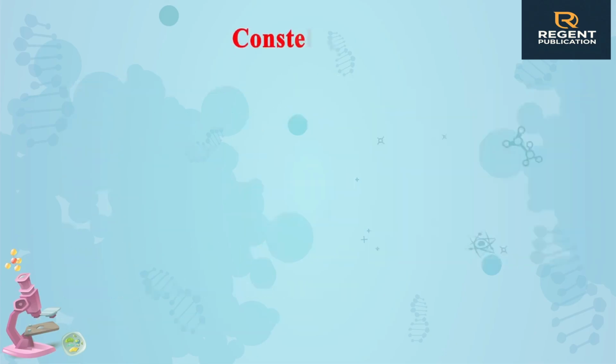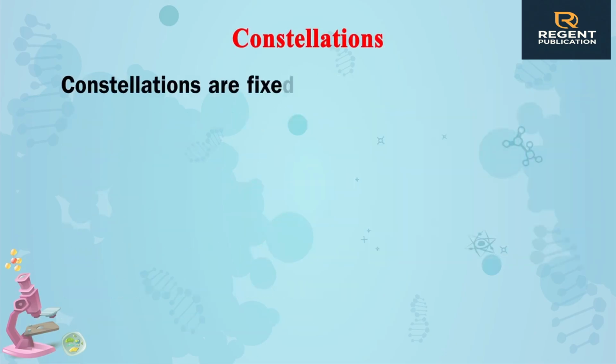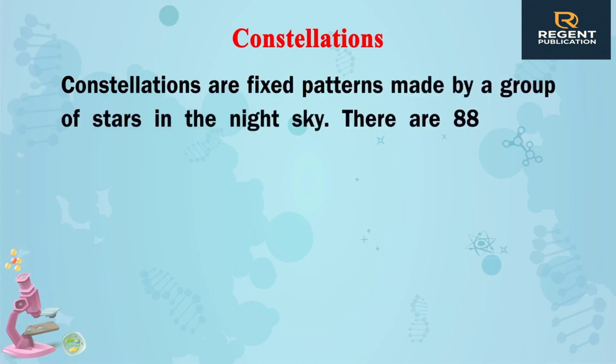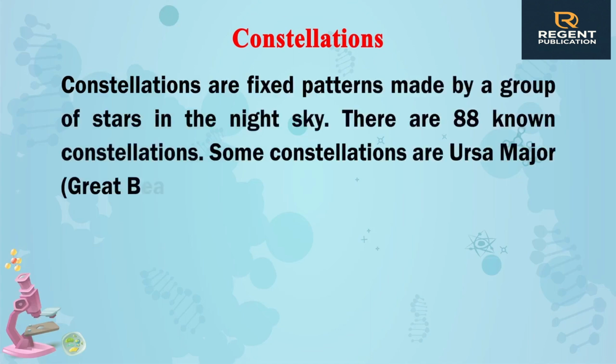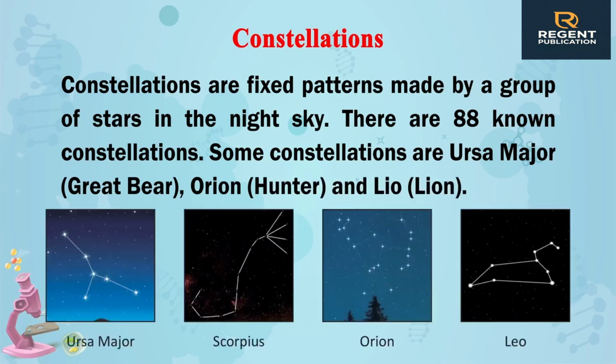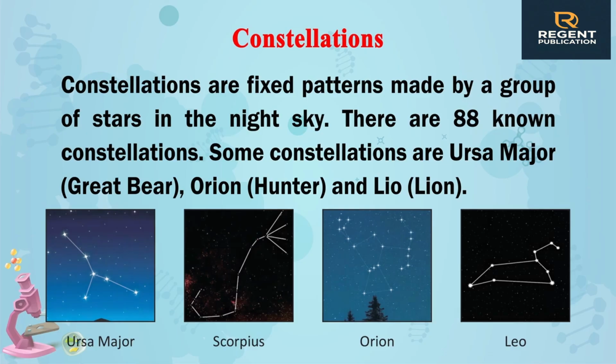Constellations. Constellations are fixed patterns made by a group of stars in the night sky. There are 88 known constellations. Some constellations are Ursa Major, Great Bear; Orion, Hunter; and Leo, Lion. Ursa Major, Scorpius, Orion, Leo.